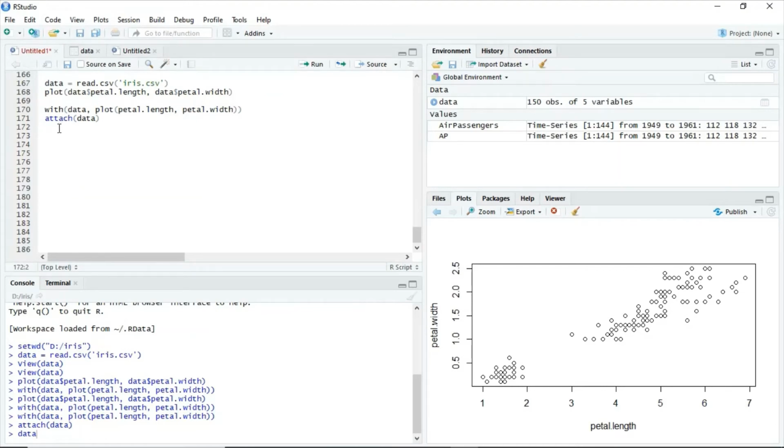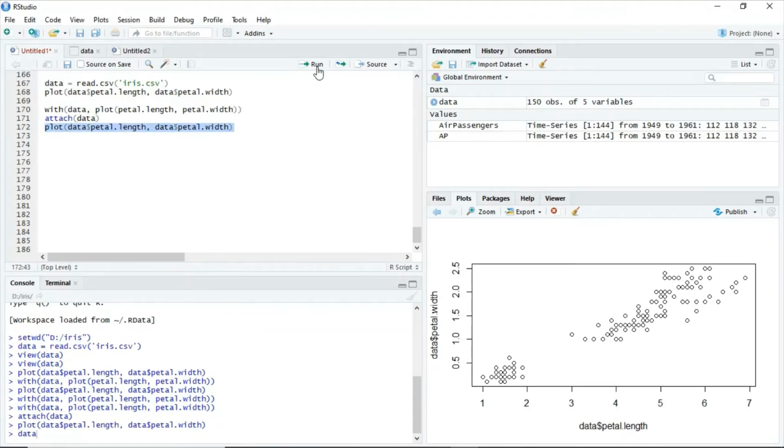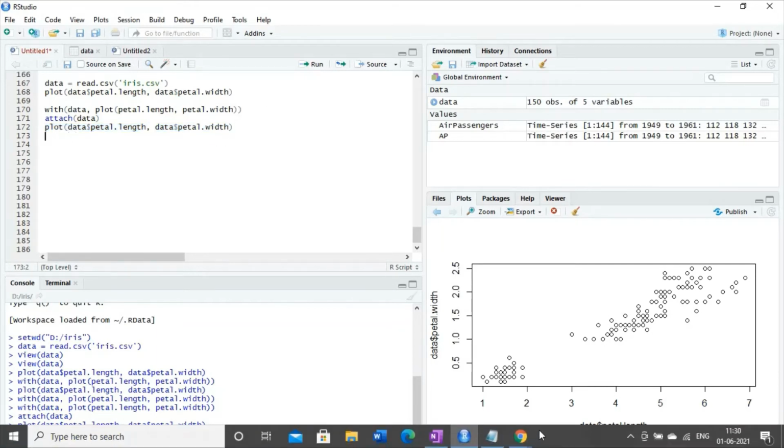Without using the attach function, if I want to extract some specific column, then there will be a problem. Let me show this plot first. See, there is no difference. So what is the significance of this attach function? Now I will give you one mathematical idea.